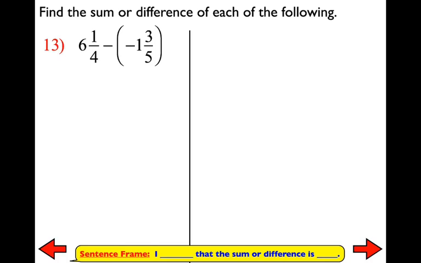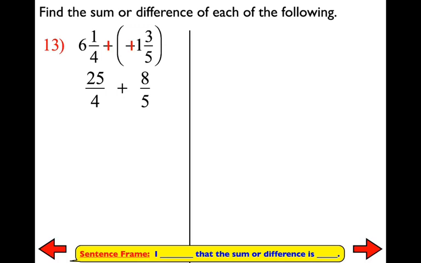All right, so first of all, we're going to turn both of these mixed numbers into improper fractions, and then we also should turn this into an equivalent addition problem, so make sure we add the opposite there. And so 6 and 1/4 is equivalent to 25/4. 1 and 3/5 is equivalent to 8/5.